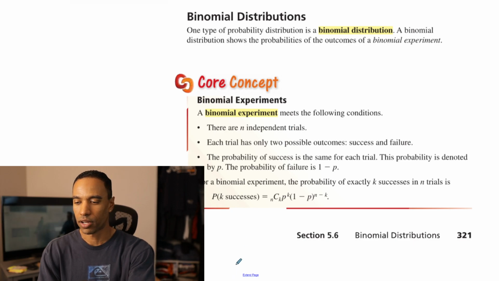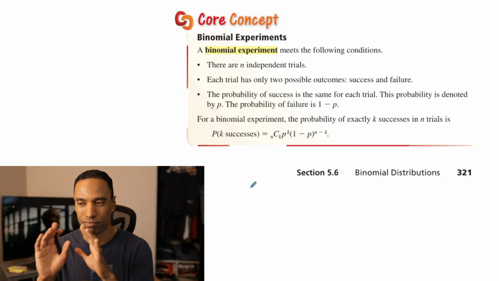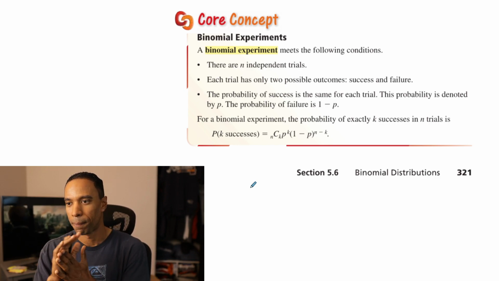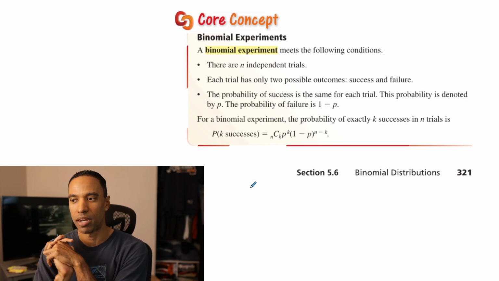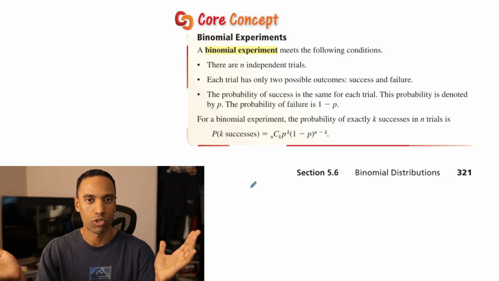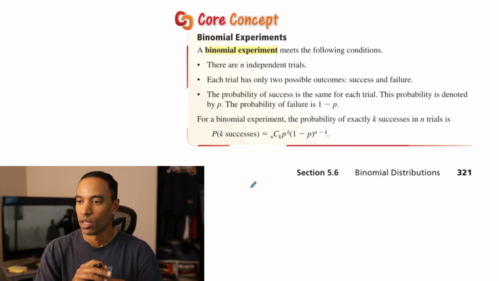So, okay, they're going to lay out what it is. They even show the formula. I'll see how long I need to lay down this law here and stay on this page. We'll see if it's going to be a while or not. A binomial experiment meets the following conditions. There are n independent trials, n being the number of trials that you do. There's going to be coin flips or something like that, right?